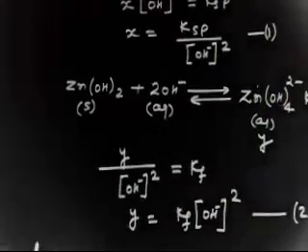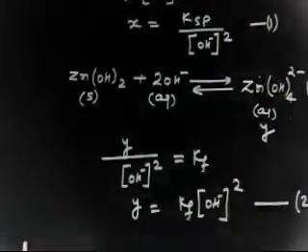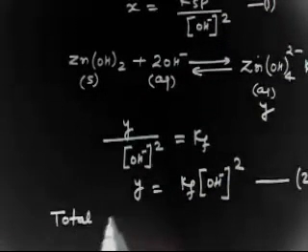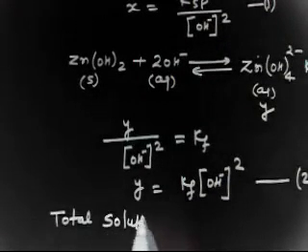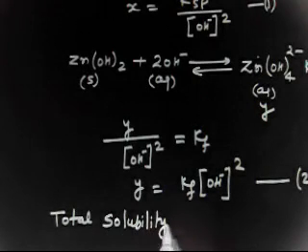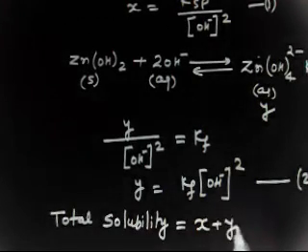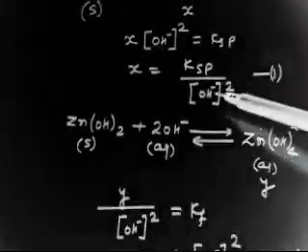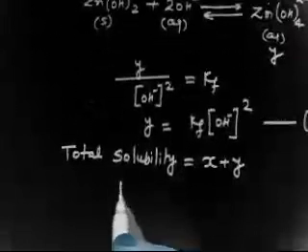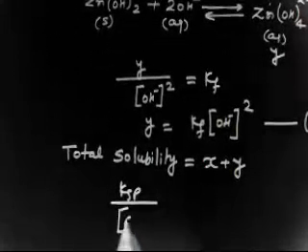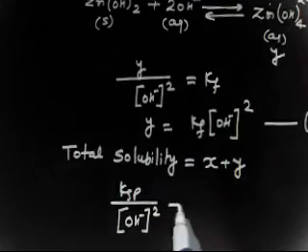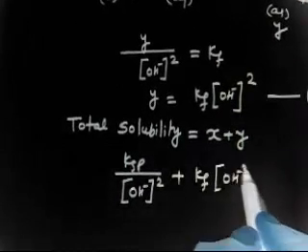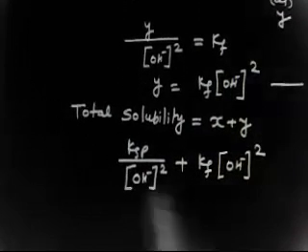So what is the total solubility? I will go slightly fast now. Every concept is easy. So total solubility is X plus Y. Are you getting? So what is the value of X? You see in the first part we have said X is Ksp by OH- whole square. So this is Ksp divided by OH- raised to the power 2, and Y is nothing but Kf OH- raised to the power 2. So this is my solubility.